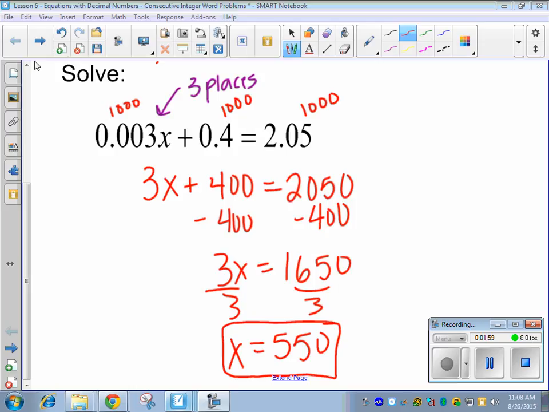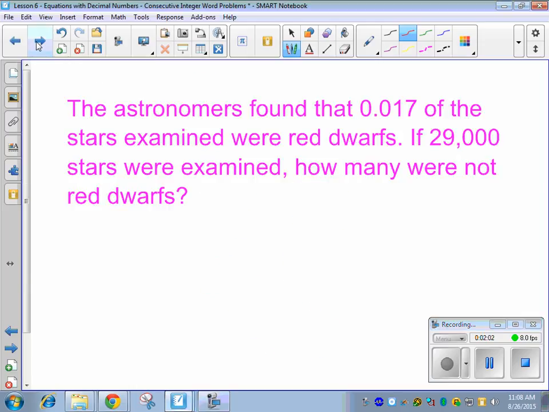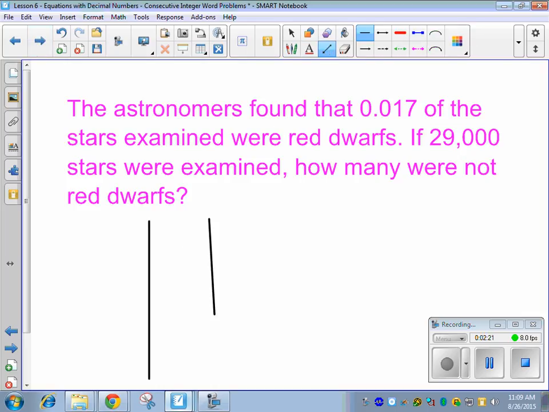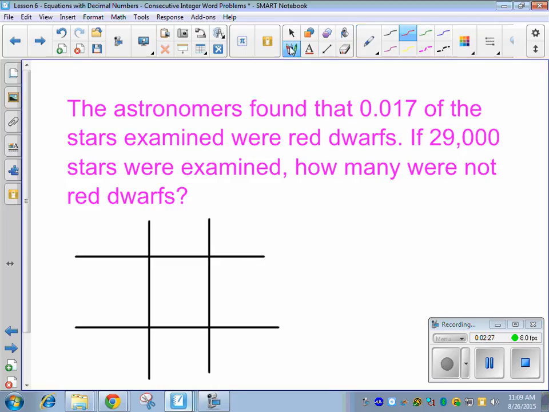Let's do the next one. All right. The astronomers found that 0.017 of the stars examined were red dwarfs. If 29,000 stars were examined, how many were not red dwarfs? So this is a lot similar to the Victorian, not Victorian problem that we did the other day. You guys remember that? So we're going to make a ratio box. Okay, so ratio box here. So this time we are going to do what, and total. Red dwarf. Not red dwarf. Good job, Natalie.